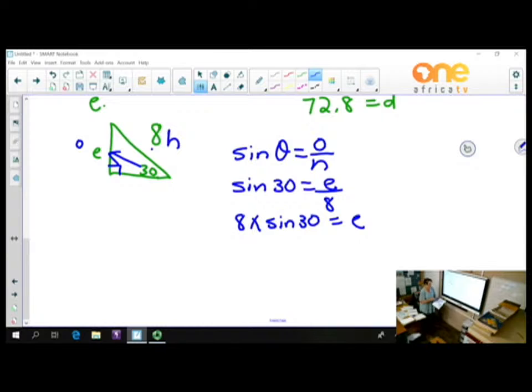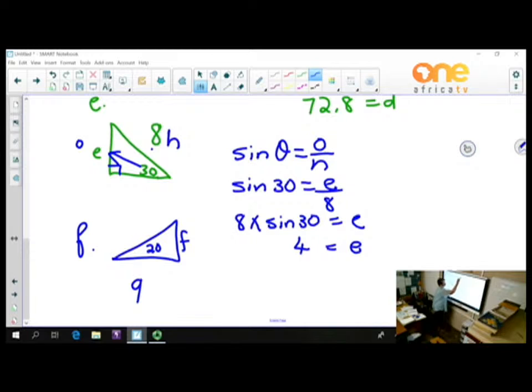Use your calculator to press that one. 8 times sine 30 is equal to 4. So e is equal to 4. And the last one, number f. So this time we have a right angle triangle, 20 degrees, 9. Which function? So this one is opposite and adjacent, so I'm going to choose tan theta, which is opposite over adjacent.